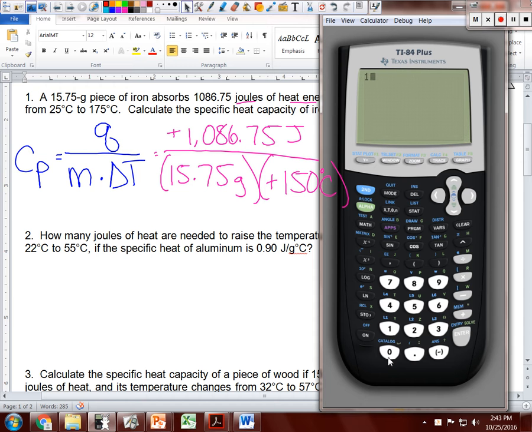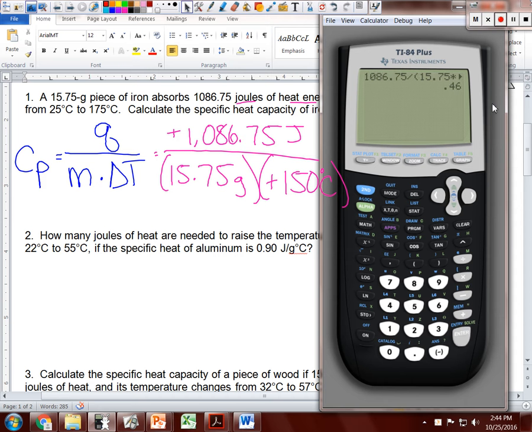So we have 1086.75 divided by, open parentheses, 15.75. I would like for you guys to do this in your calculator to make sure that you confirm the answer, that you know how to do it in the calculator. Again, because I am grading on accuracy, and that's what shows up.